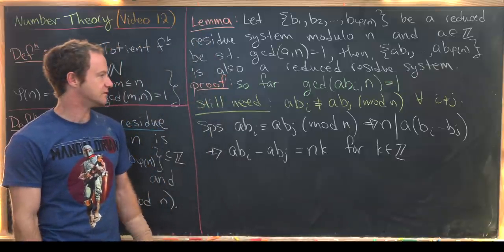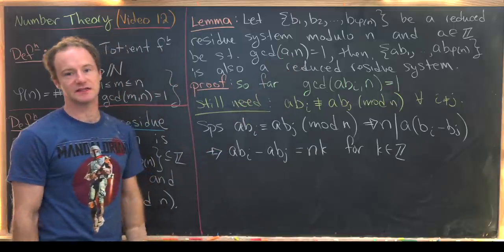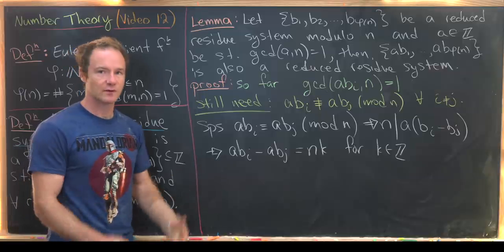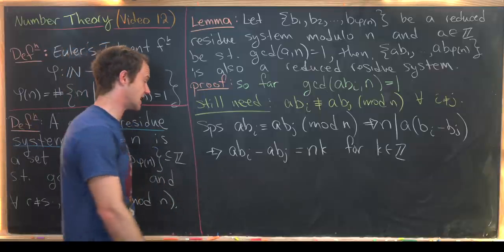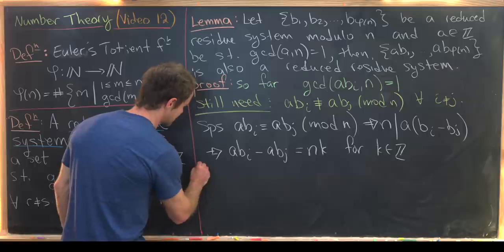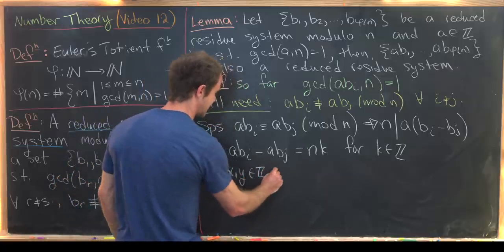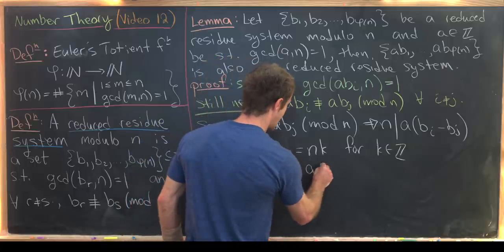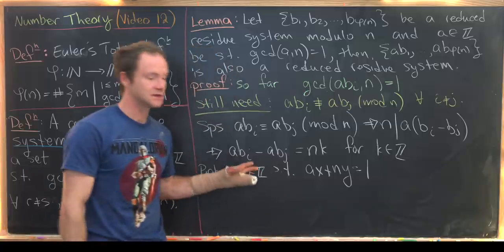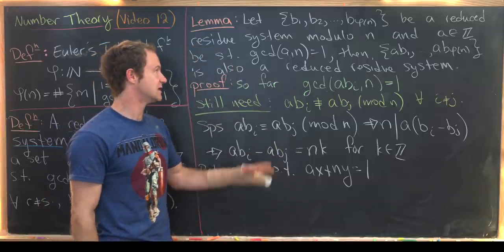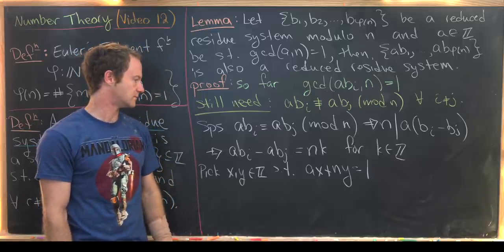Next, what we want to do is somehow use the fact that the GCD of a with n is equal to 1. And the classic way to do that is to impose some sort of Bézout's identity. So let's pick, I'll call them x and y, which are integers, such that ax plus ny is equal to 1. So again, why is that possible? That's because the GCD of a with n is equal to 1.